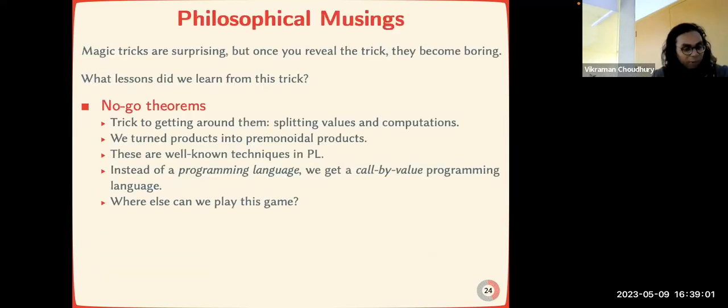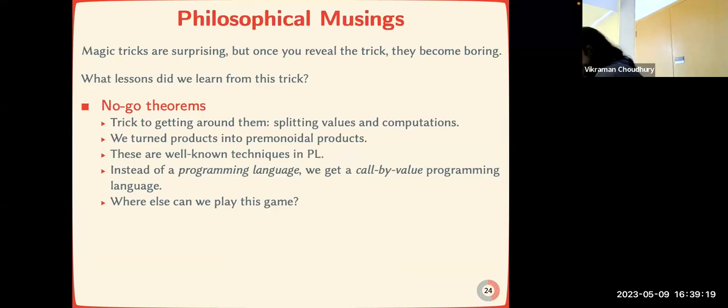So the fact that this works should make you think why continuations are so magical, right? It's a surprising trick, but once you see the trick, oh wait, it's just continuations. But this is just a thought. We are working in the Kleisli category of the continuation monad, and we had these co-exponentials, but we screwed over the functions in some way because they became call by value functions, and the products become pre-monoidal products in the Kleisli category. But these are well-known techniques in PL, and what I'm saying is, instead of a programming language, you're getting a call by value programming language.